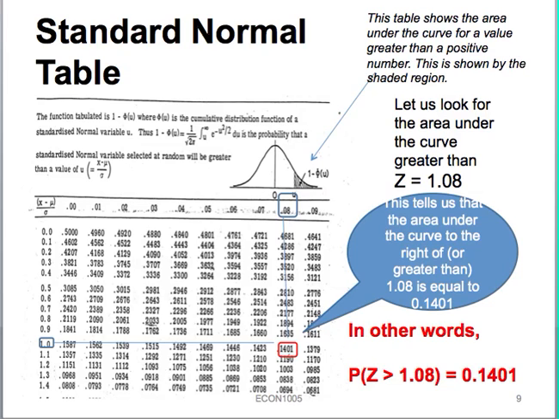So if we want to find the probability that z is greater than 1.08, in other words, we want to find the area under the curve for a value of z greater than 1.08. Now to read the tables, on the extreme left, you have the whole number and one decimal place. So you'll see 1.0, and then you'll go across to get the second decimal place. So for 1.08, the probability would be 0.1401. So the probability that z is greater than 1.08 is 0.0401.